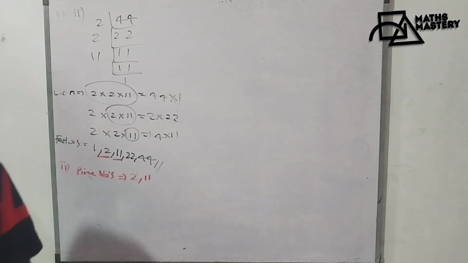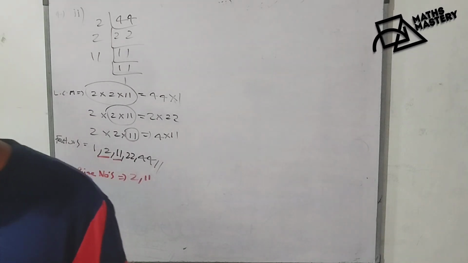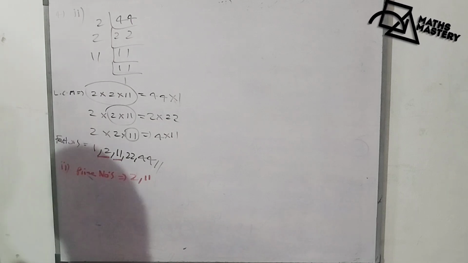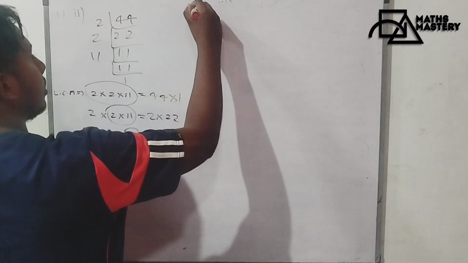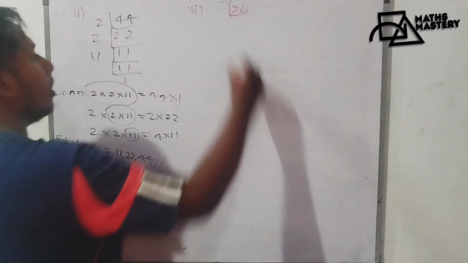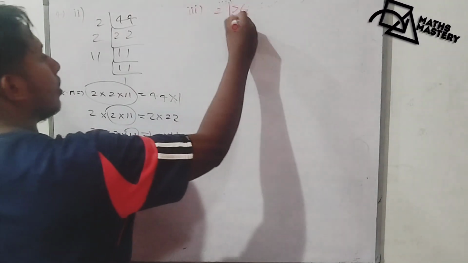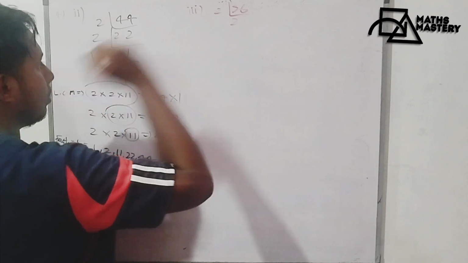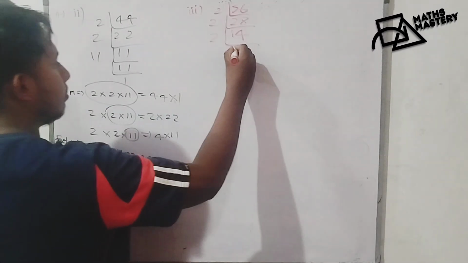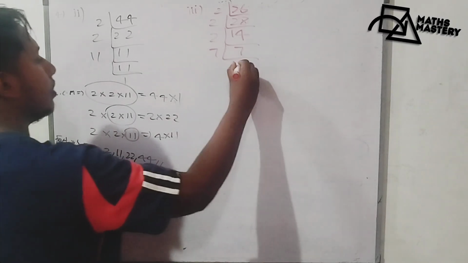Okay. Let's go to the next question. Write 56 as a product of its prime factors. So they're asking you to write 56 as a product of prime factors. What you are going to do, first you are going to find the LCM, divide by 2. 56 divided by 2, you'll get the answer 28. Again you divide by 2, you'll get 14. Again you divide by 2, 7. And again 7, get 1.